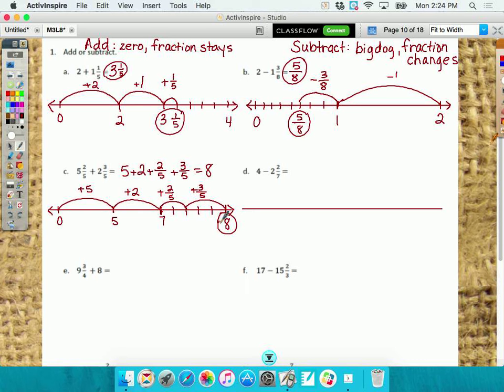Okay, going back to subtraction. What do I start with? 4. Why do you say 4, Whitley? Because it's the big dog. It is. It's the first number in the subtraction problem. We don't know what the lowest number is yet. What am I subtracting? 2. Subtract 2. What whole number does that take me to? 2. You need a tick mark there.